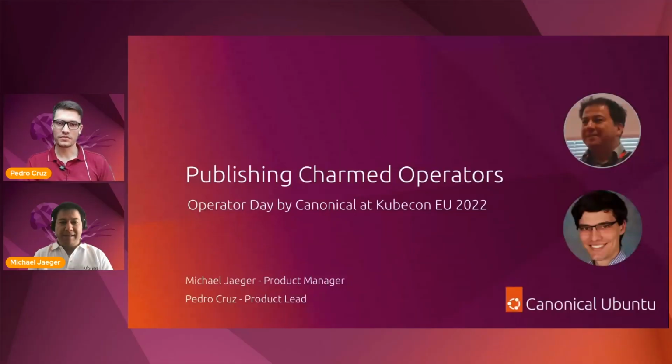Cool. So thanks, David. And my name is Pedro Cruz. I'm a product lead at Canonical, and I'm joined by Michael Jaeger, who is a product manager for the Charm collection. And today we want to talk a bit about the process of publishing your charmed operators. So how do your charms go from your development system to the actual user system? What is the path that they take until they get to the final user?